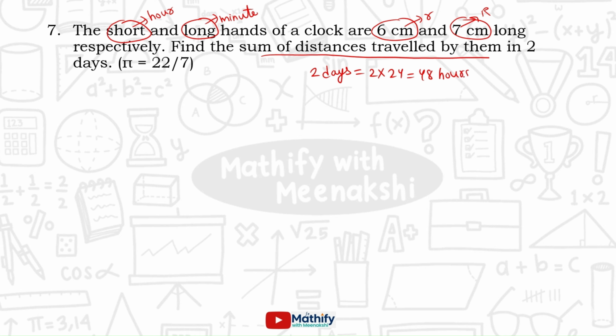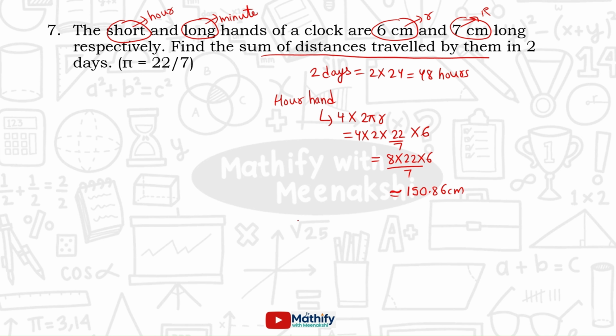In 48 hours, you know that your hour hand will complete how many rounds? Yes, 4. So you can say distance traveled by hour hand is 4 into 2 pi r. That means 4 into 2 into 22 by 7 into 6. And that's 8 into 22 into 6 by 7. You can write approximately it's 150.86 centimeter. It's approx. Let's move to minute hand now.